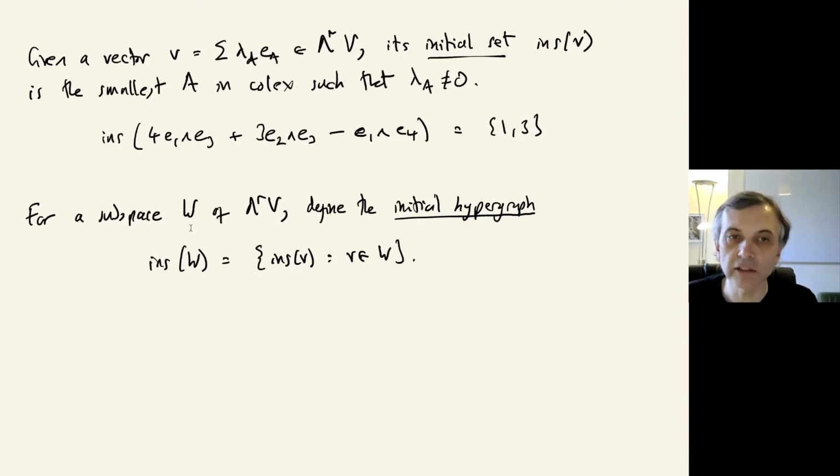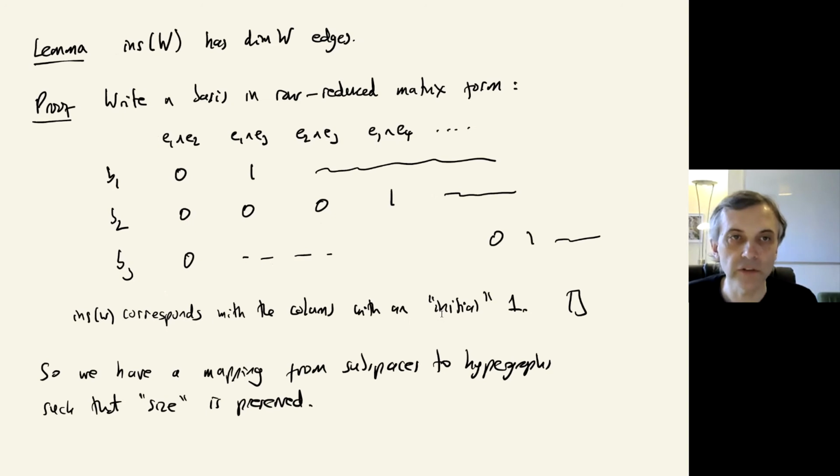And now if I have a subspace, so W is a subspace of the rth exterior power, I can talk about the corresponding initial hypergraph. And that's just everything I get by taking initial sets of elements of my subspace. Okay, so it's a sensible thing to do. What does it give you? Here's the nice thing. If I take a space W and ask how large is the corresponding hypergraph, well, the number of edges is the dimension of W. So a d-dimensional subspace gives us a hypergraph with d edges, which is really helpful. And the proof is actually very simple.